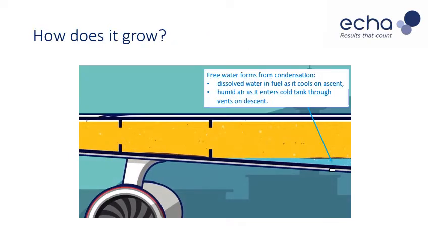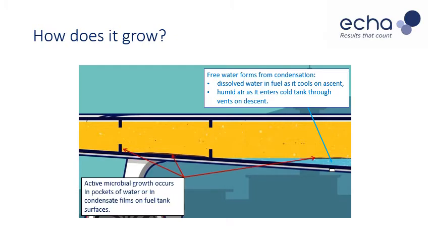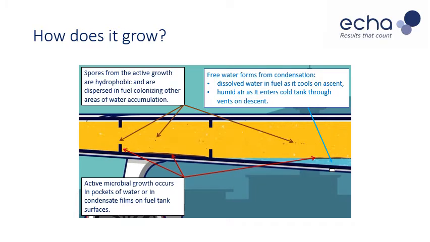Active microbial growth can occur wherever there is free water in a fuel tank. This may be in pockets of water on the tank bottom, particularly at tank low points, but growth can also occur in films of water condensation on tank surfaces. With agitation and turbulence in the tank, microbial material is disturbed up into the fuel. Common fuel contaminants like fungi produce spores which are repelled from the water and dispersed into the fuel, spreading and colonizing any new areas of the tank where water is present.